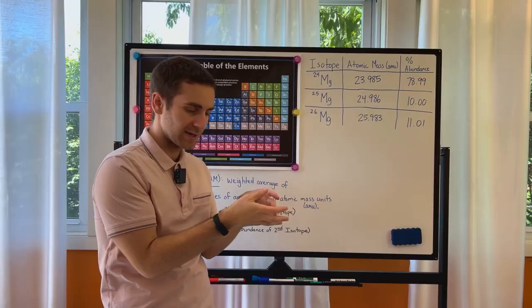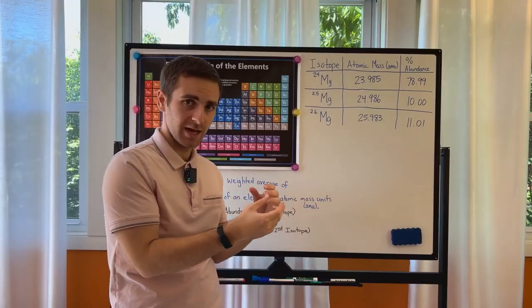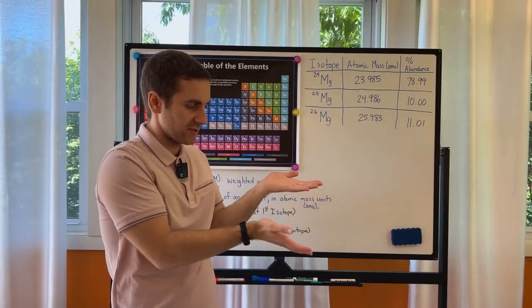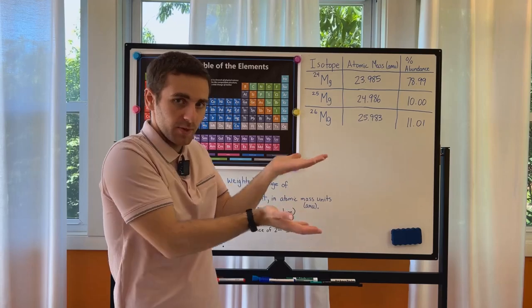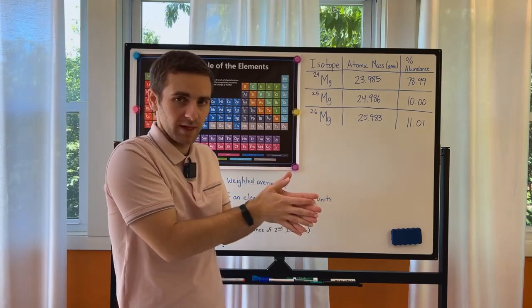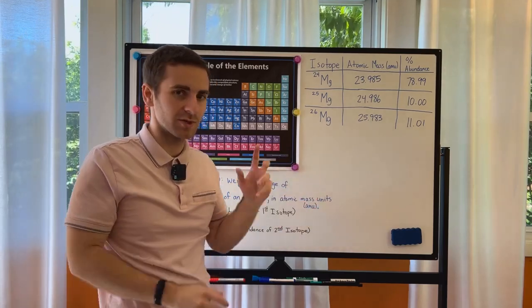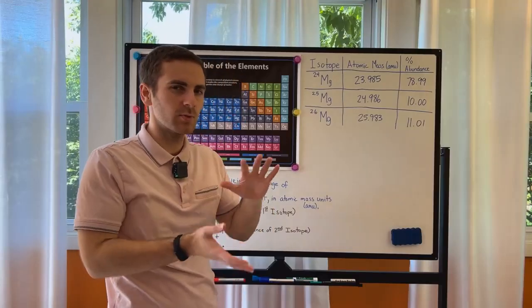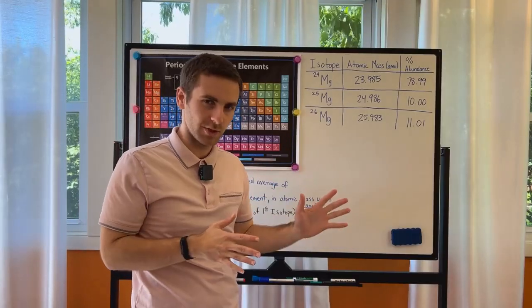So the total mass of the nucleus is actually a little bit less than the mass if we had summed up the protons and neutrons before they combined. We call this mass defect. Now this is a little bit more complicated. You don't really need to know too much about that.